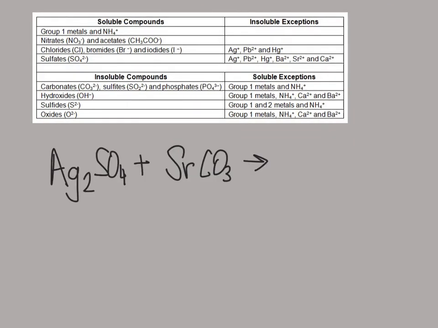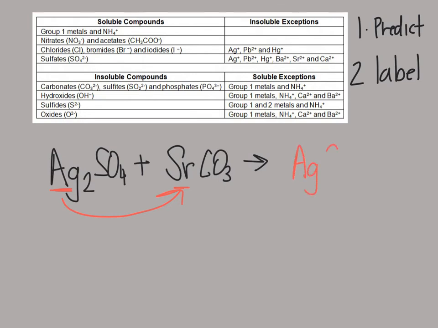Okay, so here's a sample problem. We're going to do both parts. First, we're going to predict the products, and then second, we're going to label it for whether they're solid or aqueous. All right, we are looking at two compounds, and we have Ag and we have Sr, which are the metals. So the Ag is going to switch out the Sr. Our first compound that we're going to make is going to be Ag and the CO3. And our second compound that we will make is Sr and the SO4.